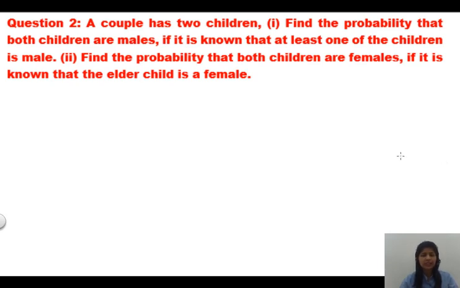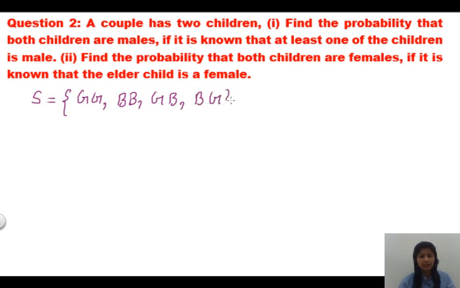As you can see, here is question number 2 of miscellaneous exercise, in which they are saying a couple has two children. So let us first write down this sample space. If a couple has two children, both can be girls, both can be boys. One can be girl, another can be boy. The elder is a girl, the younger is a boy. Similarly, the elder can be a boy and the younger can be a girl.